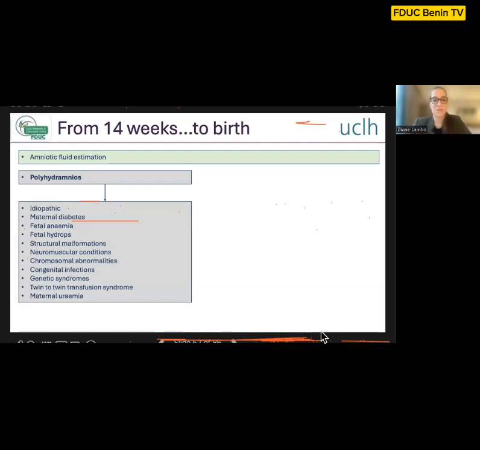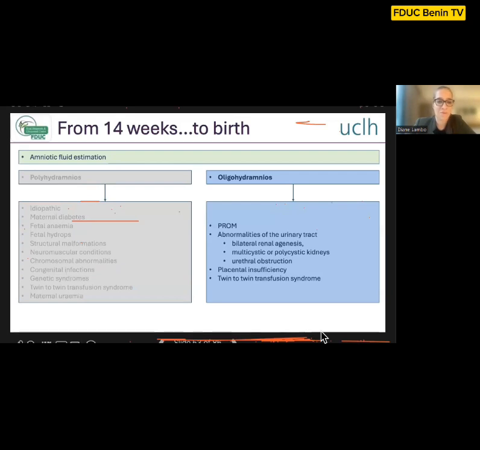Now, this is by no means a comprehensive list. I'm sure if you go away, you could find 10 more, but they're most of the common causes that you'll see in the literature. And similarly with oligohydramnios, so that's a reduced amount of amniotic fluid that I've defined on the previous slide. The commonest cause, of course, is pre-labor rupture of membranes, but other causes that you need to think in the back of your head when identifying oligohydramnios on scan is placental insufficiency. So is this baby growth restricted? Is this baby small? What are the dopplers doing? And of course, abnormalities of the urinary tract, such as bilateral renal agenesis, multicystic kidneys, or urethral obstruction.